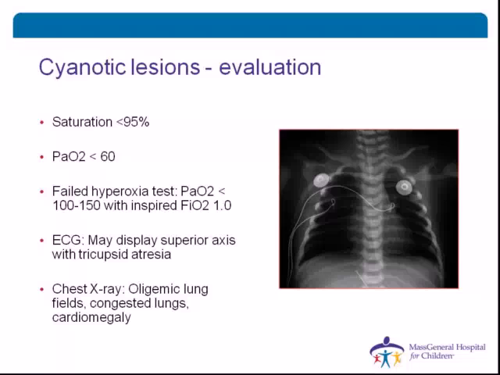EKGs occasionally may be helpful in this situation, in that if it displays a superior axis, it may suggest a diagnosis of tricuspid atresia, a single ventricle type of heart disease. Chest x-rays may also be helpful in that they may display oligemic lungs, such as in this patient with a ductal-dependent pulmonary circulation, who lost pulmonary perfusion, and as a result, there's very little vascularity to the lungs. You may see congested lung fields or cardiomegaly.